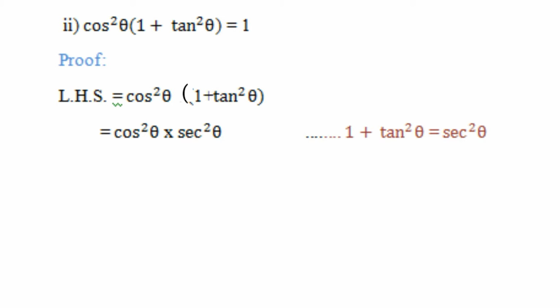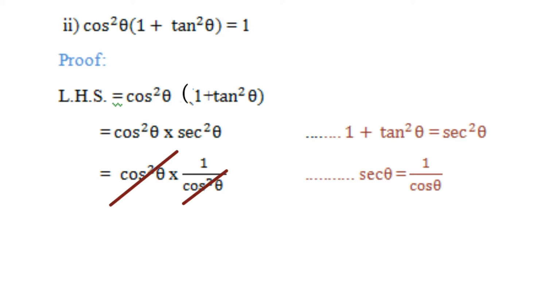That is equal to cos square theta into 1 upon cos square theta, because sec theta is equal to 1 upon cos theta. Now cos square theta will get cancelled, we will get 1. That is equal to RHS, and therefore what we have proved? Cos square theta into bracket 1 plus tan square theta is equal to 1.